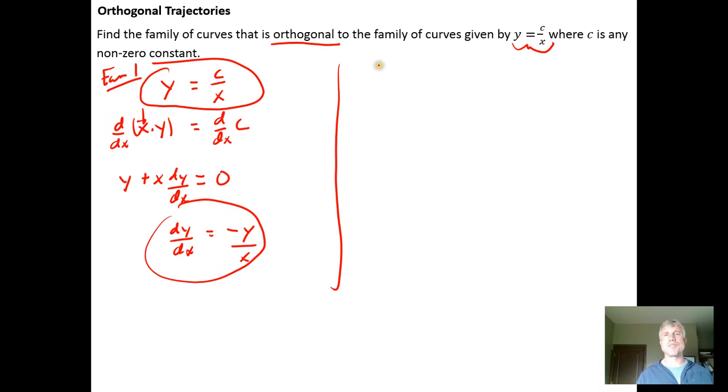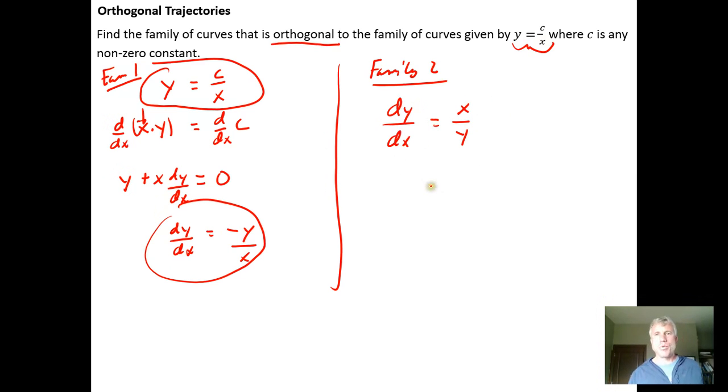So the family of curves, call it family 2, that's orthogonal to this family, will need to have slopes or derivatives that are negative reciprocals of negative y over x. So their slopes or derivatives will need to look like this. The negative reciprocal of negative y over x is just x over y.